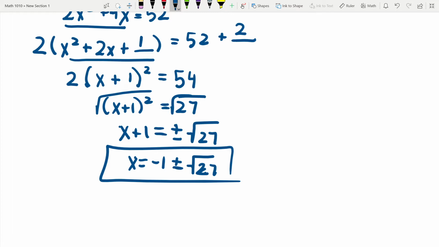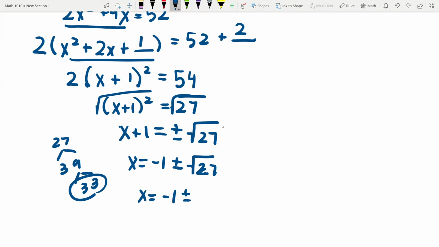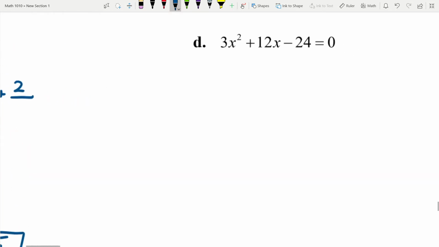Okay, yes, honey? Do you go farther on 27? Oh, you do go further. Yes, yes, yes, yes. We are not done. Thank you, Miranda. Okay, everybody write down the 27, and we actually have pairs on that 27. So 27 is 3 times 9, and 9 is 3 times 3. So these two 3's come out as a single 3. So my answers are negative 1 plus or minus 3 square root of 3, and now we're done. Good. Good. Okay, let's do another one, nice and slowly.